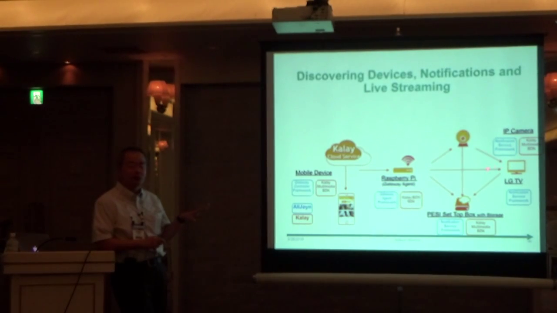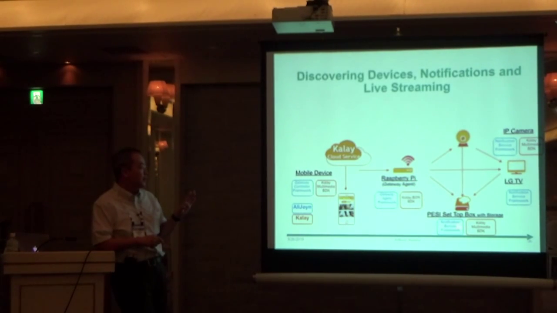But since this is a prototype demo, we use a Raspberry Pi and an IP camera set up as a door phone. On the Raspberry Pi, we have the Kalay Box SDK, the AllJoyn core service, and also the Gateway Agent framework. I can talk about how we use the Gateway Agent later. Basically, there are the AllJoyn basic services, especially the notification service framework.